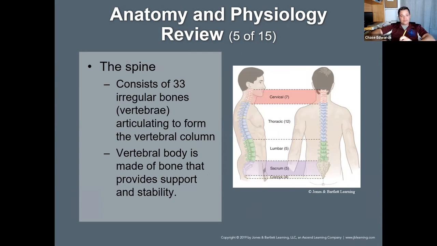All right, so the spine. The spine consists of 33 irregular bones, or vertebrae, articulating to form the vertebral column. I can point at it with my pencil over here, and you have no idea what I'm pointing at, but I keep doing it. The vertebral column. This is not the best laser pointer. The vertebrae are identified according to their location as cervical, thoracic, lumbar, and sacral.